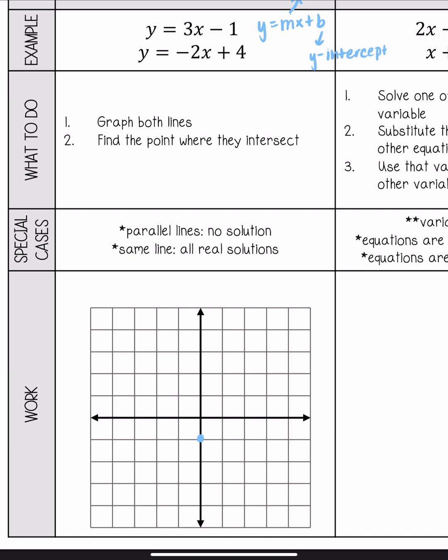Because the y-intercept crosses the y-axis. So we'll go down here at -1, and then we're going to rise 3 and run 1. Rise 3 and run 1, and then we'll go down 3 and over 1. And then we're going to connect those points to form a line.